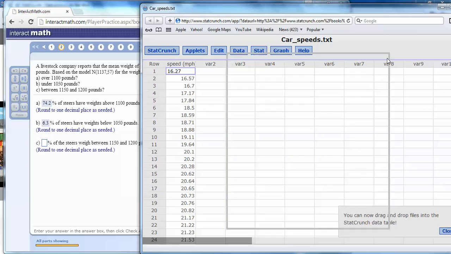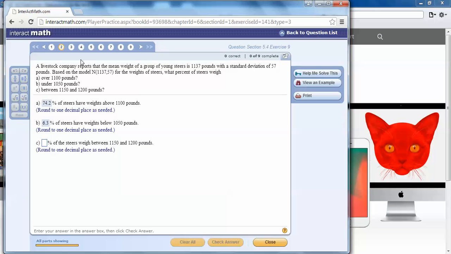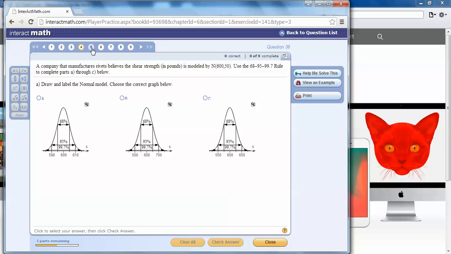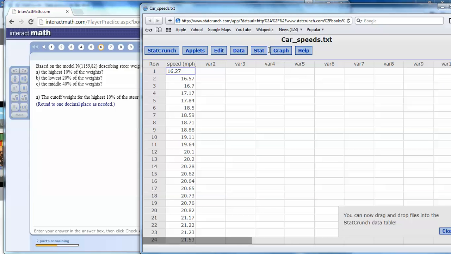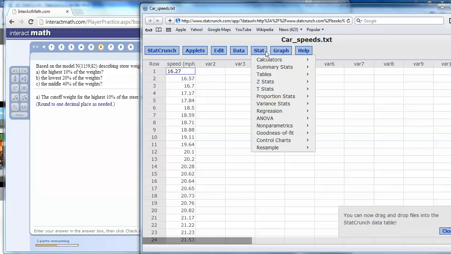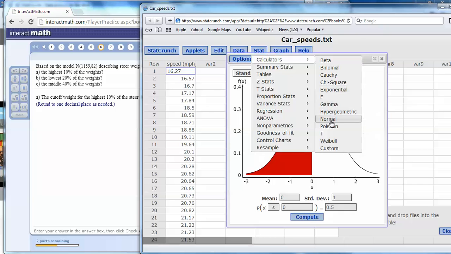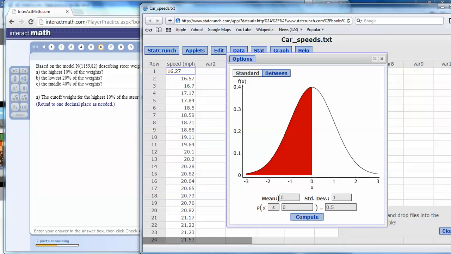Alright, so let's go on to, I think it was number 4, nope, there were two more problems in the same situation. Here we go. Now I've got a different sampling distribution, but the same type of problem. We're talking about the steer weights again. So I'm going to go back over to StatCrunch and go to Stat, Calculator, Normal. And I'm going to set up my sampling distribution, 1159.